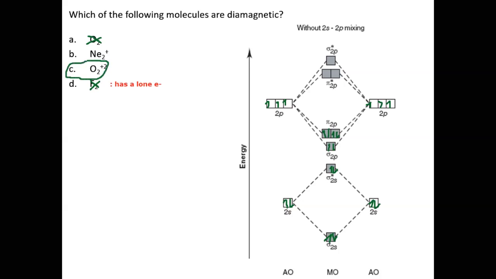Now let's look at neon. So what's unique about neon? Neon has a completely filled 2p orbital. But since it's neon plus, we're going to remove 1 electron. So now we get that. So neon 2 plus is paramagnetic. So only O2 2 plus is diamagnetic. So you're looking for the ones without lone electrons.